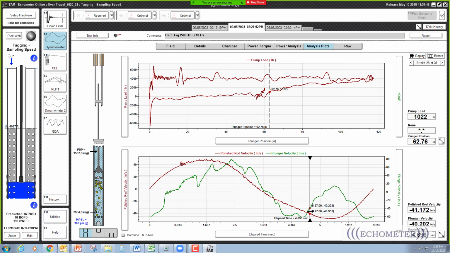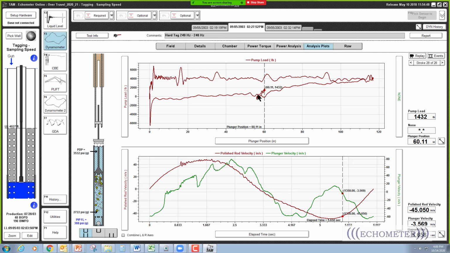Okay, and then right there, the traveling valve opens, and then right here, there's a bounce. If you look over here, you can actually see the plunger move up and down. It moves up right there, and it moves back down. That's what the plunger did right there. It bounced due to the compression on the fiberglass rod string.